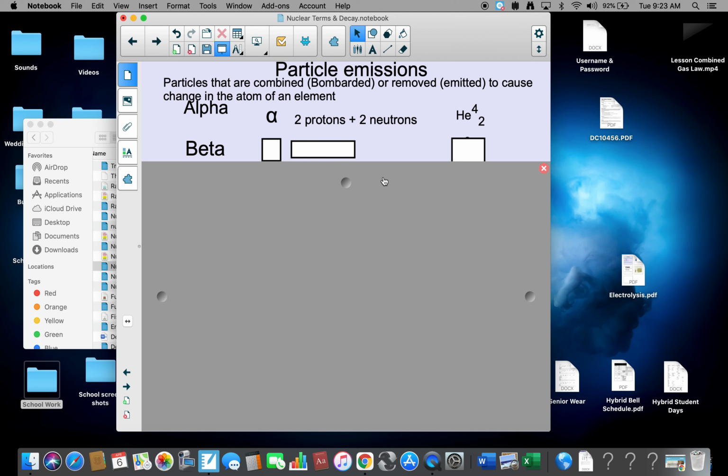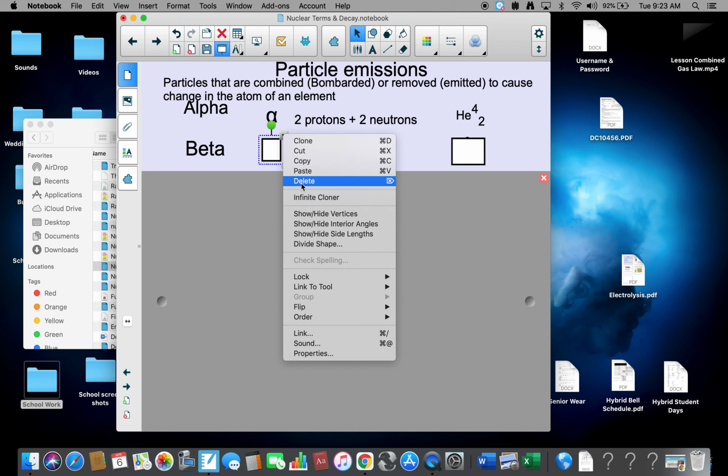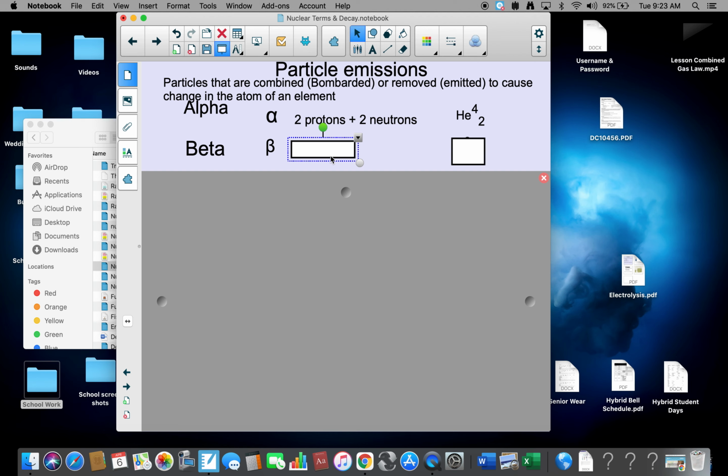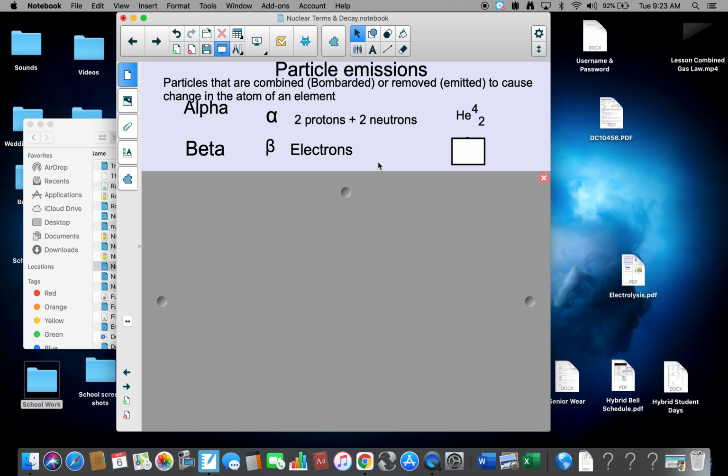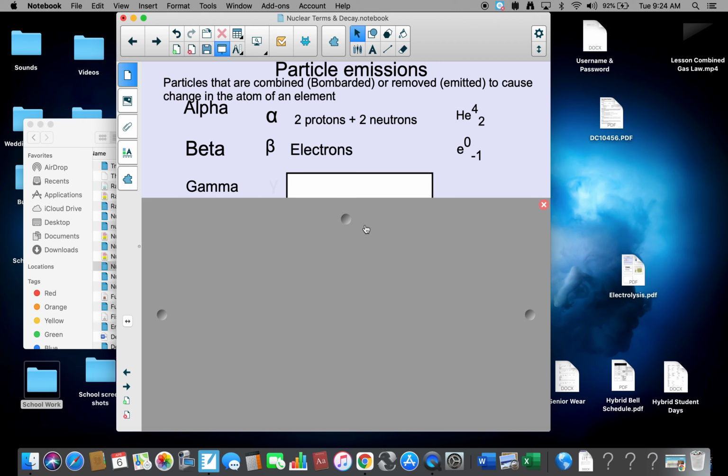Second, beta, which we talked about as far as the RBEs. The Greek symbol for that is beta, B with a long tail. What do we have left? Just the electrons. So beta is an electron. Since we don't have an atom that's pure electrons, it's e 0/-1.